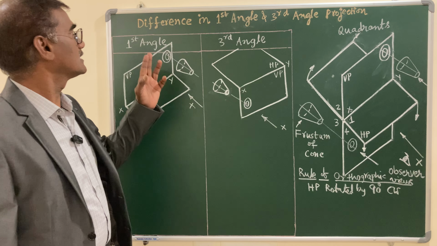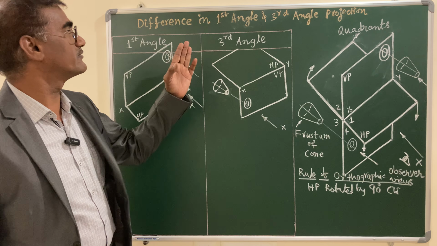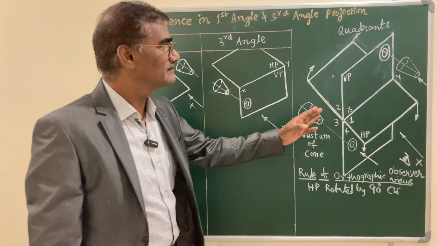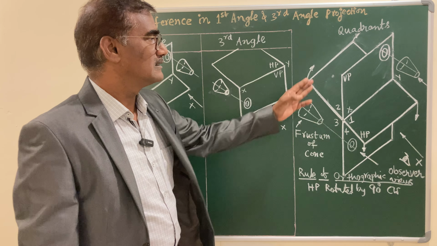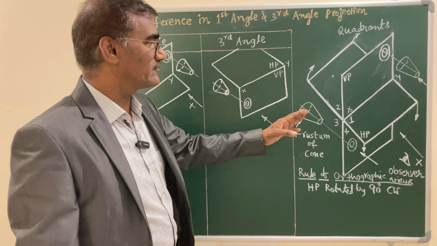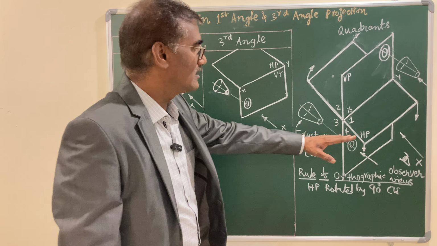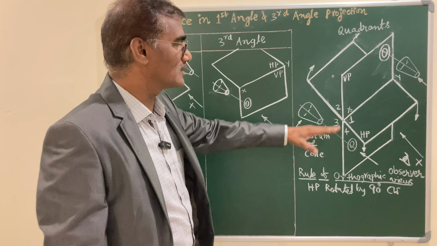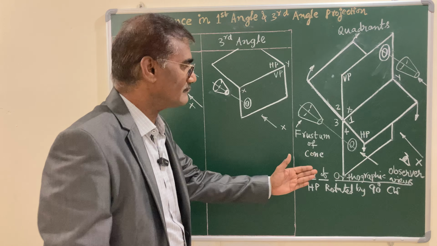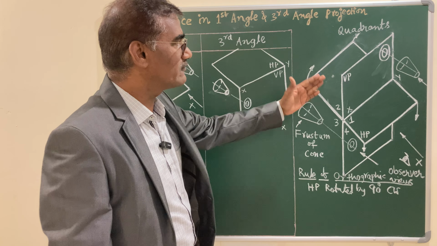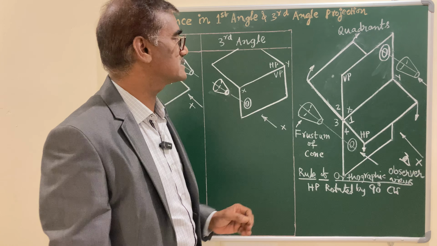From today's lecture, you will be learning the differences between first angle and third angle projections. Here, let us consider the four quadrants. The four quadrants are defined by the intersection of the horizontal plane and the vertical plane. A plane parallel to the ground is called the horizontal plane, and a plane perpendicular to the ground is called the vertical plane. In front of VP, above HP is the first quadrant.